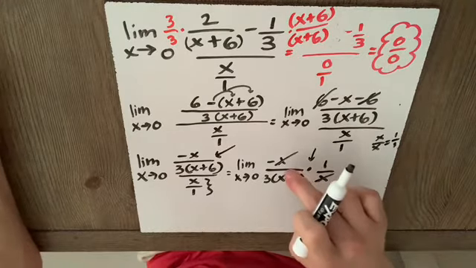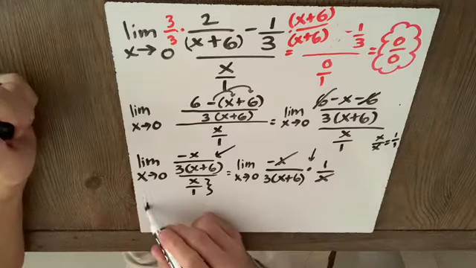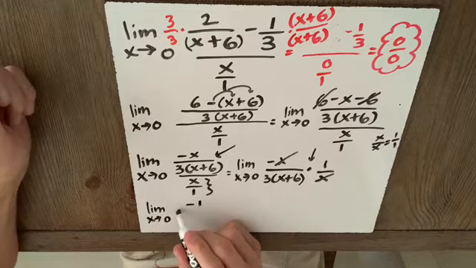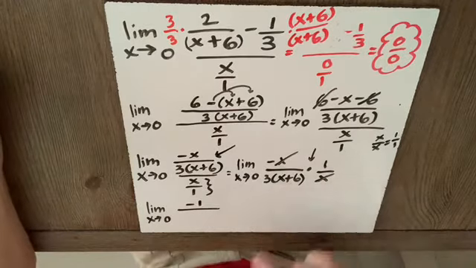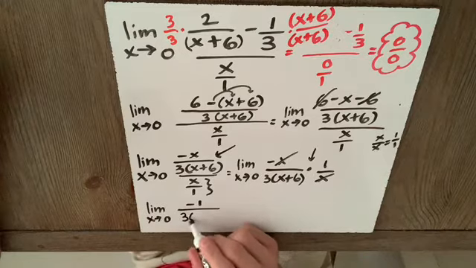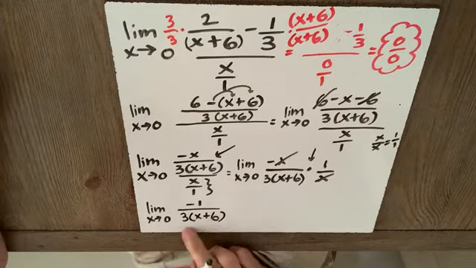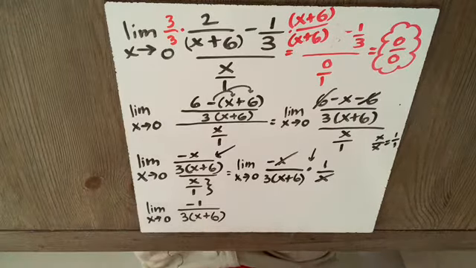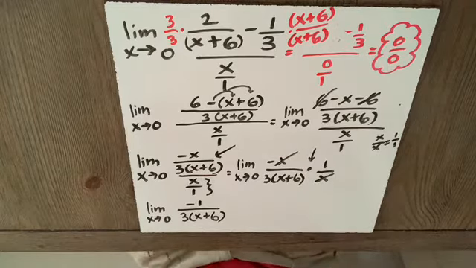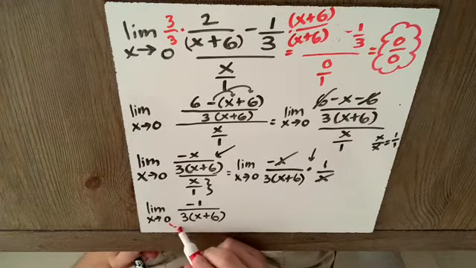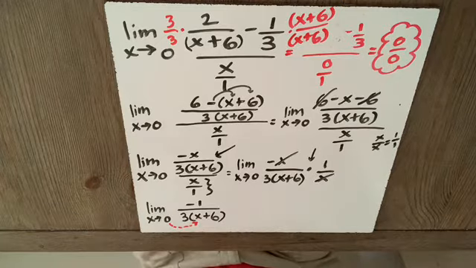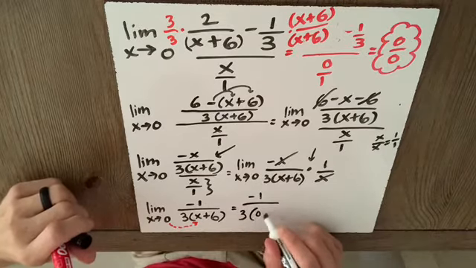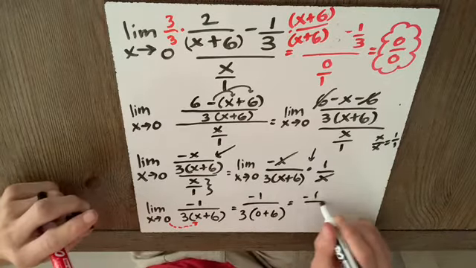So I essentially have -1 times 1 is limit x approaches 0. -1 times 1 is -1 over, this is 1 times 3 times x plus 6. So that's simply 3 times x plus 6. If you wanted to distribute and make this 3x plus 18, that's fine. What I'm going to do now is, after I cancel, I'm going to substitute in the 0 here. And this will give me -1 over 3 times 0 plus 6, which is -1 over 18.